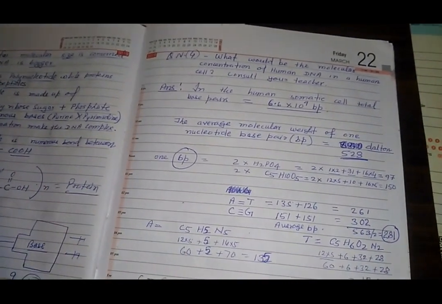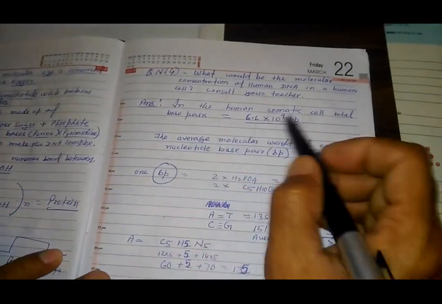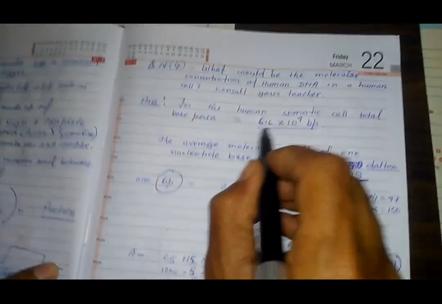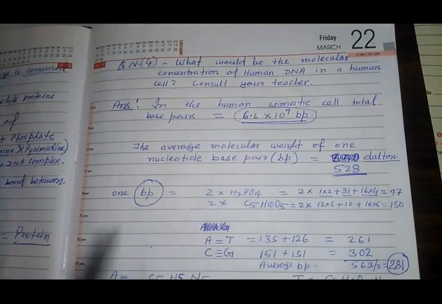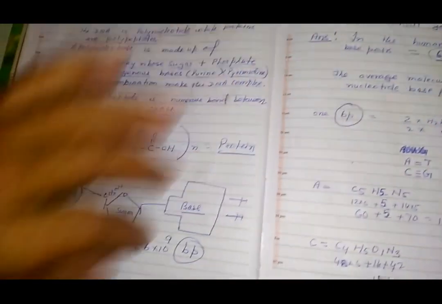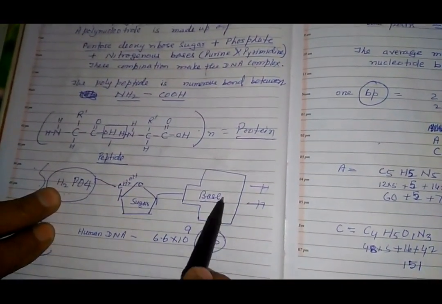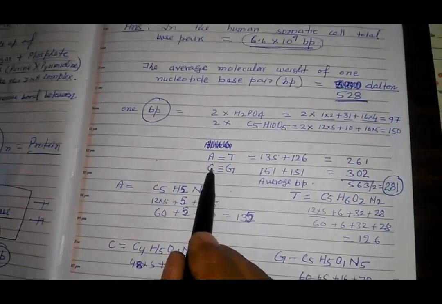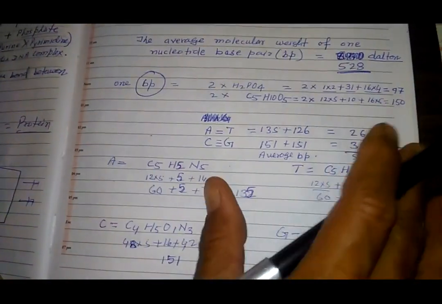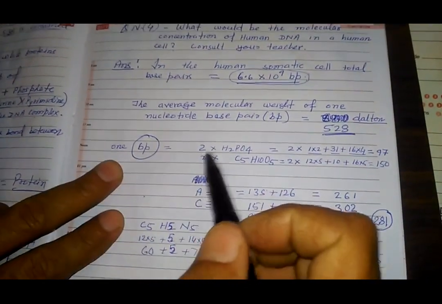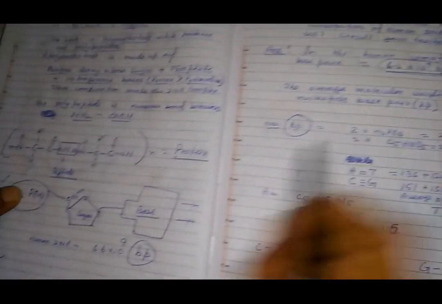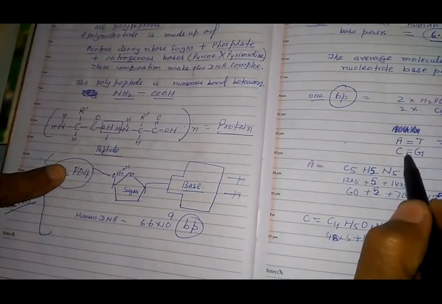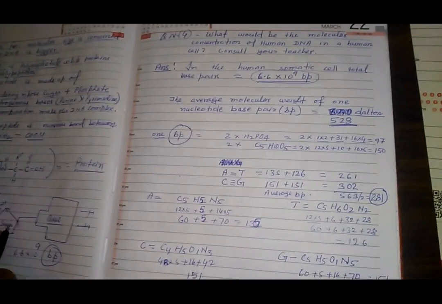We have seen that in a human somatic cell there are 6.6 into 10 to the power 9 base pairs. One base pair contains phosphate, sugar and bases, and bases are of 4 different types: adenine, thymine, cytosine, guanine. So we have to find out what is in one base pair. In one base pair there are 2 phosphates, one on each side, and 2 sugars.